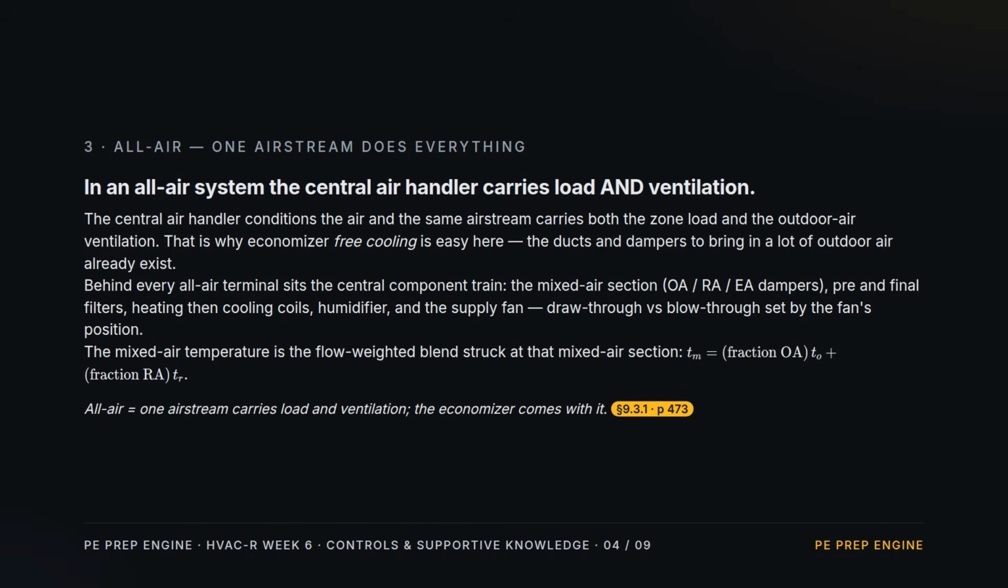Concept 3. All air. Here the central air handler does everything. It conditions the air, and that same airstream carries both the zone load and the outdoor air ventilation. That's exactly why economizer free cooling is easy on an all-air system. The ducts and dampers to pull in a lot of outdoor air are already there. Behind every all-air terminal is the central component train, the mixed air section with outdoor, return, and exhaust dampers, filters, heating and cooling coils, a humidifier, and the supply fan, with draw-through versus blow-through set by where the fan sits. The mixed air temperature is just the flow-weighted blend struck at that mixed air section.